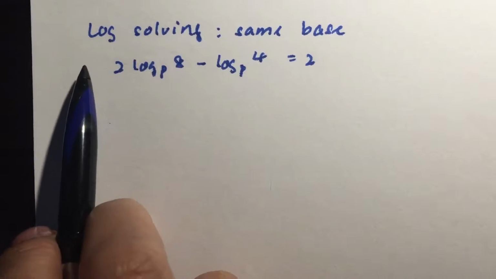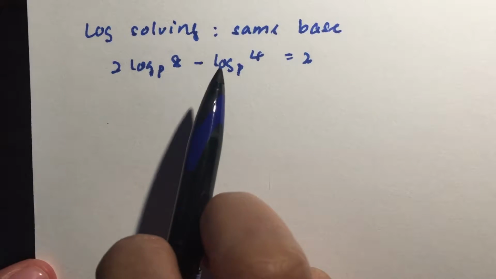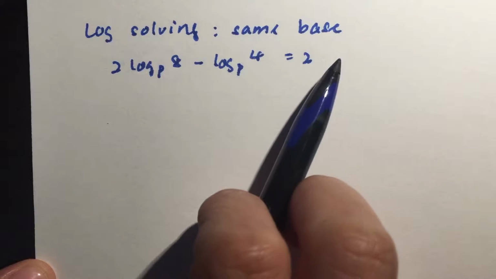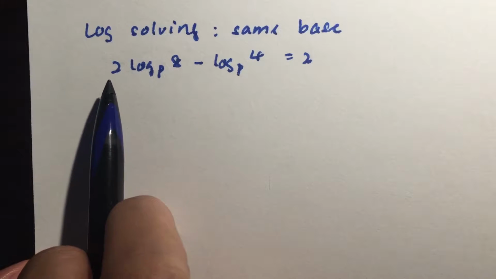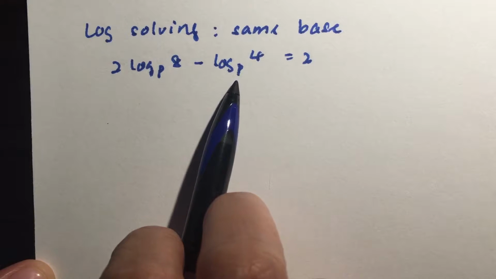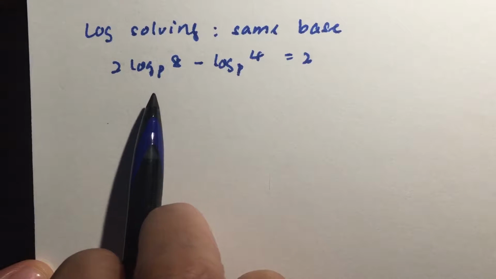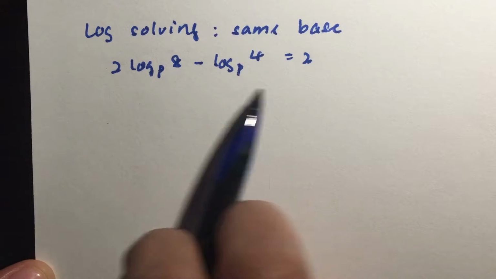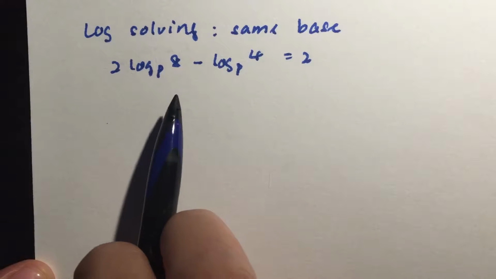Now today we're going to do log solving, and let's look at a case where they already have the same base. So as you can see here, we have 2 log 8 base p minus log 4 base p equals to 2, and we're going to solve for p.